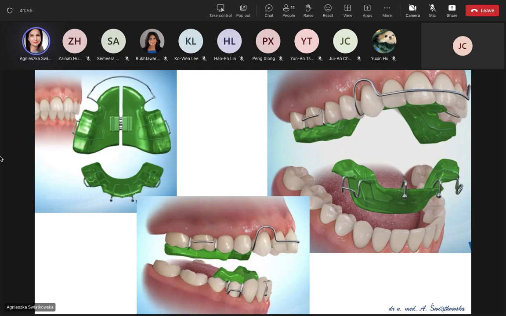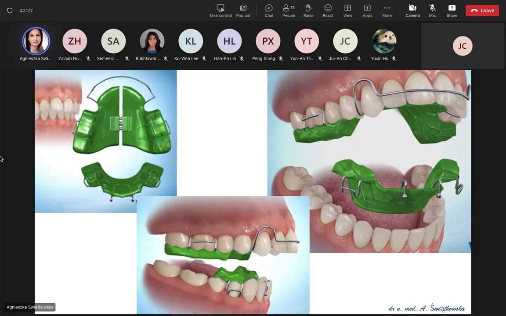So if we have this correct position, we should put a piece of wax between the upper and lower teeth, and we take a functional bite. In the functional bite, we have the correct position of the upper jaw to the lower jaw. And then we ask the technician to make for us an appliance in this new position of the upper jaw to the lower jaw.